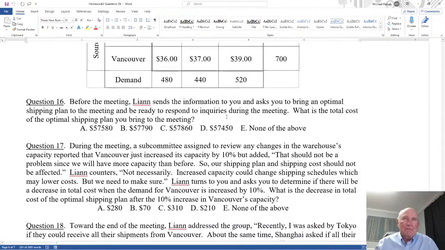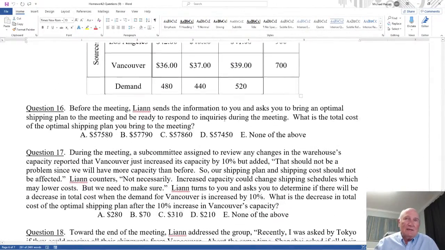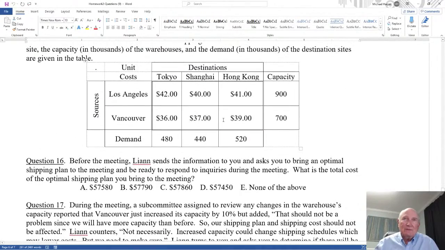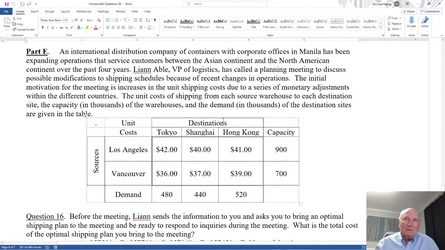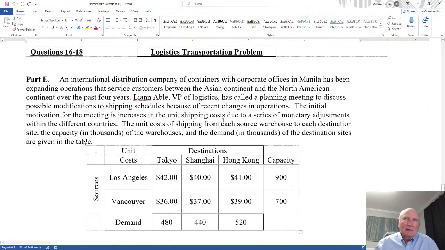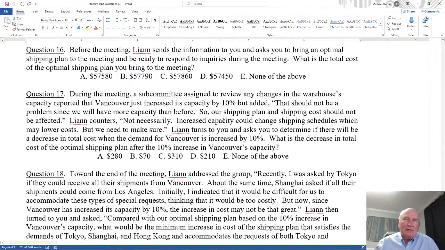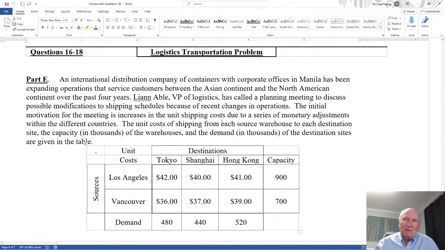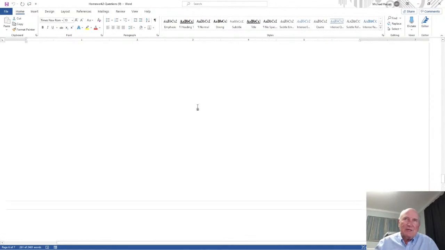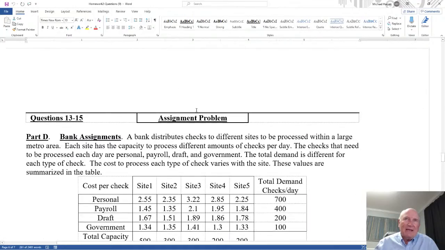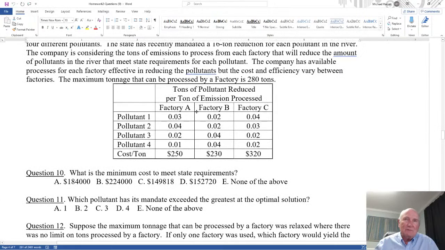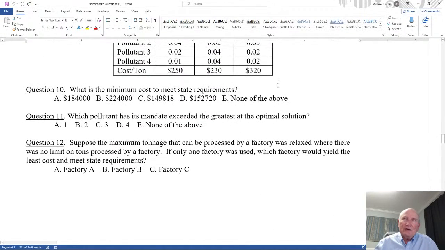Okay. Well, these are good problems to be exposed to and learn about. They're practical problems. They're small, but they're practical. And whether I got the numbers right or not, just the logic behind them is really valuable. A logistic transportation problem, a bank assignment problem, and this one here is the environmental compliance problem. So all these are very practical problems.